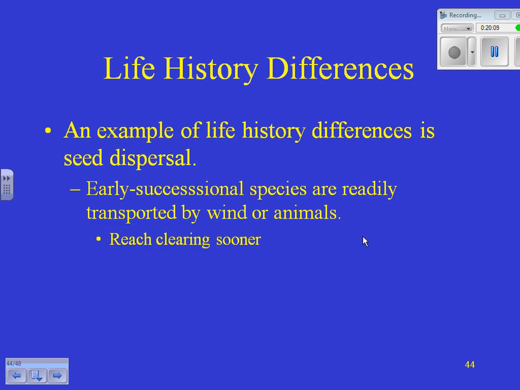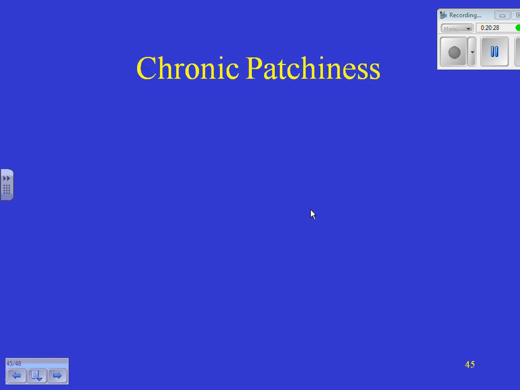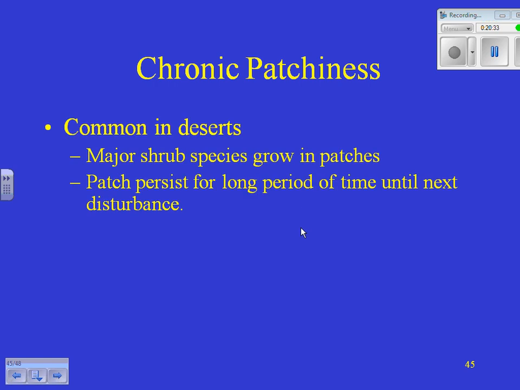We look at life history differences. An example is seed dispersal. Early successional species are readily transported by wind or animals. In late successional species, seeds take longer to travel, and seedlings can tolerate the shade. So it depends on the life history of the seed dispersal.